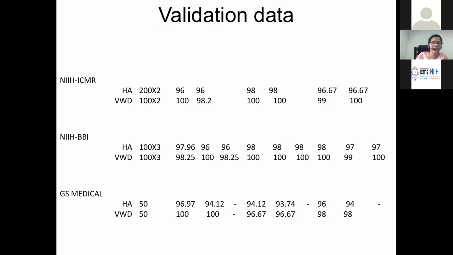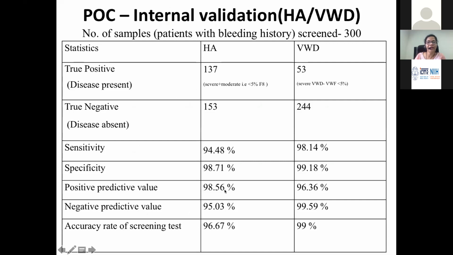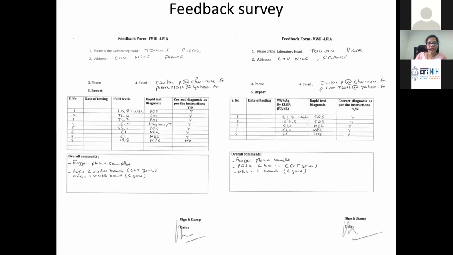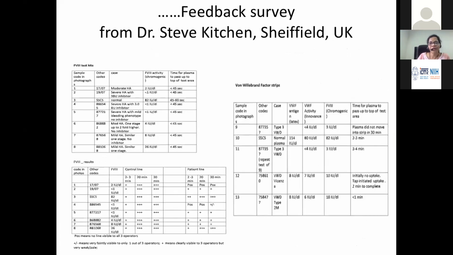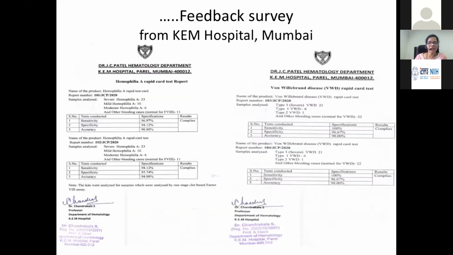We have checked at NIH ICMR. This is the company, NIH BBI, and then GS Medical. And this is all false sensitivity and specificity, true positive, which is actually required while giving the data to DCGI. We have also sent to 2 people abroad, Pierre Toulon from France and Steve Kitchen, who is a well-known quality control person of the World Federation of Hemophilia. We have all got good acceptable inputs from them.